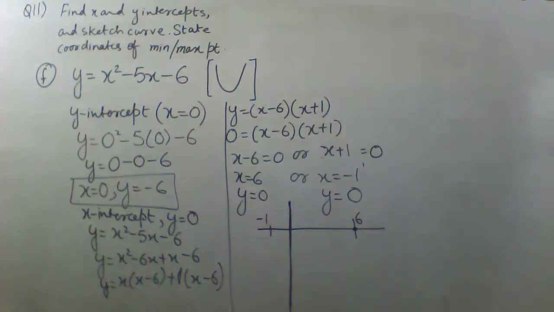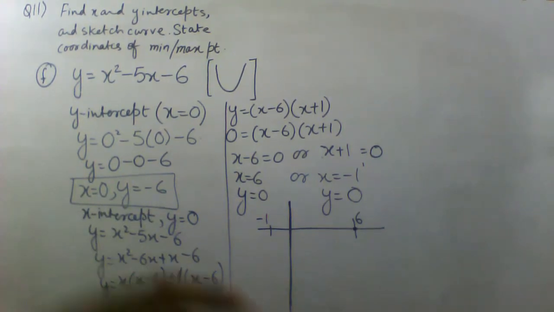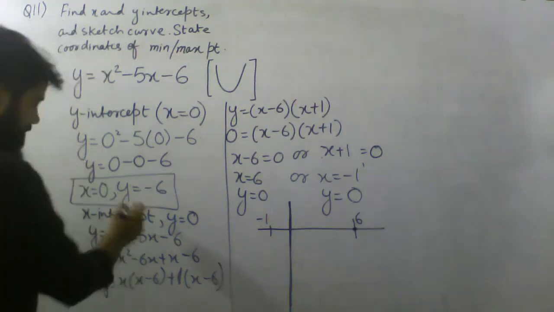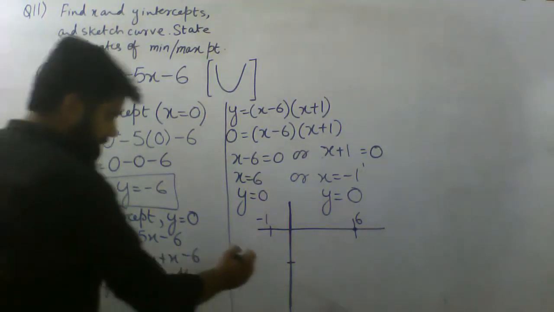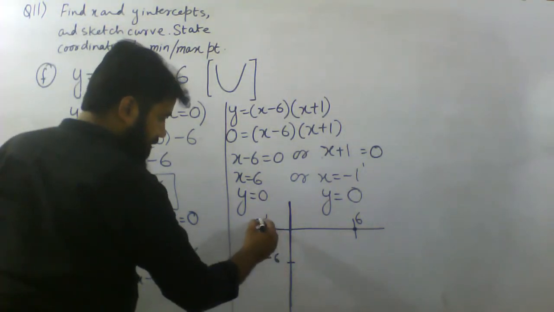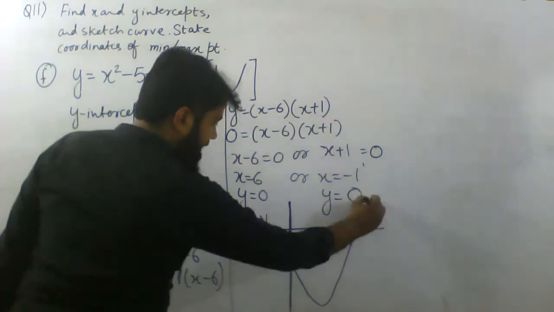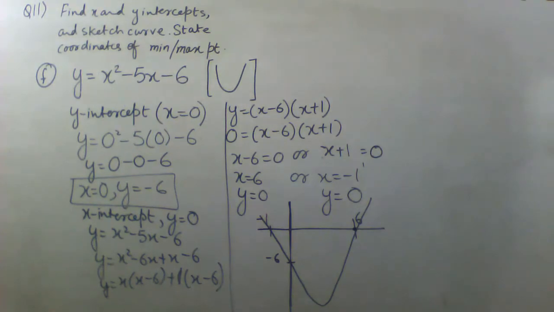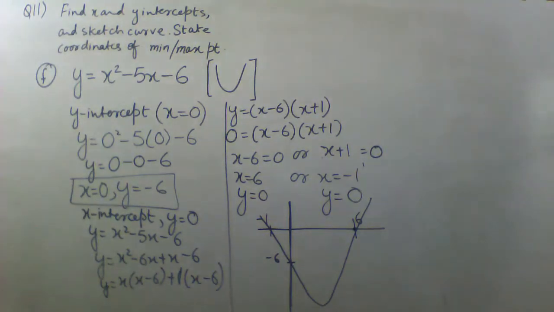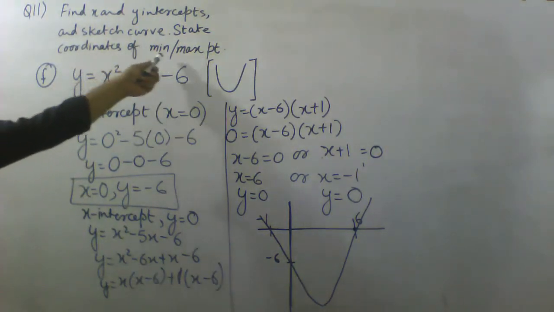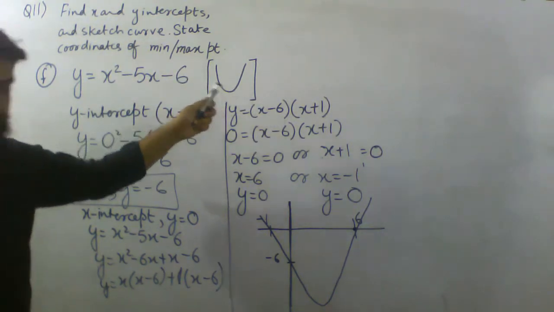And then I'm going to plot this, that is y-intercept over here. I'm marking minus 6 over here. So how will I do it? I will keep it like that and I will bring it in this direction. I have got x-intercept, I have got y-intercept over here. After that, they are saying find the coordinate of minimum or maximum point. This type of curve is there, it means it will be a minimum point.